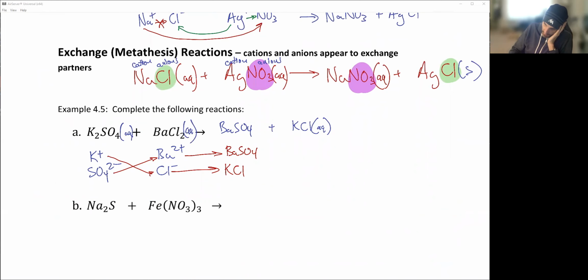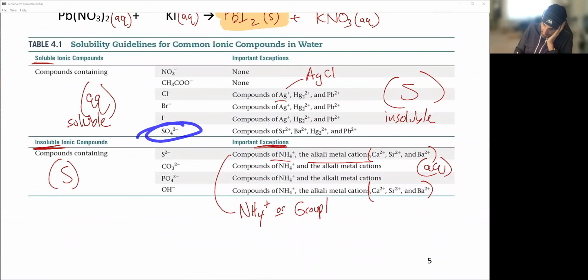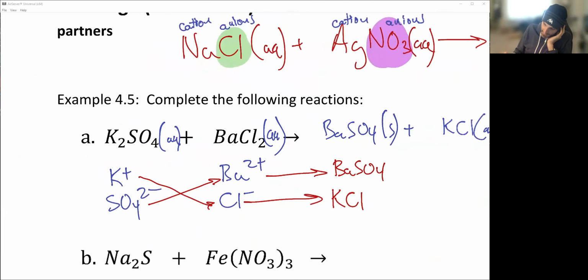How about barium sulfate? So what do we know about sulfates? Let's check. Here are my sulfates: strontium, barium, mercury, and lead. There's barium, meaning it is not a regular sulfate, it is an exception, therefore it is insoluble. It's going to get a solid phase tag. Great. So now it's just a matter of balancing.